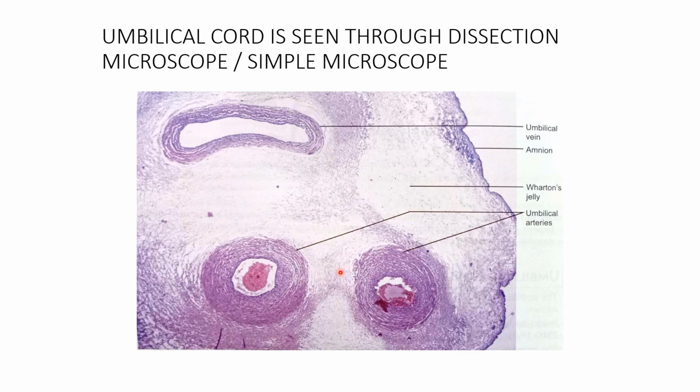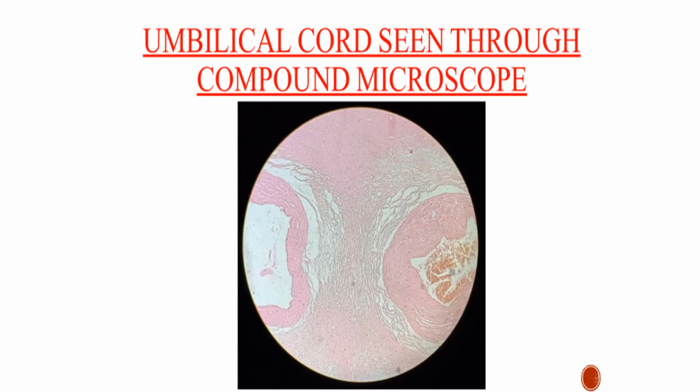So here you can see the developmental section. There are two umbilical arteries and one umbilical vein. The covering part is the amnion. This is the connective tissue, the embryonic connective tissue or mucoid connective tissue, also named Wharton's jelly. Under the simple or dissecting microscope, you can see the panoramic view of the umbilical cord.